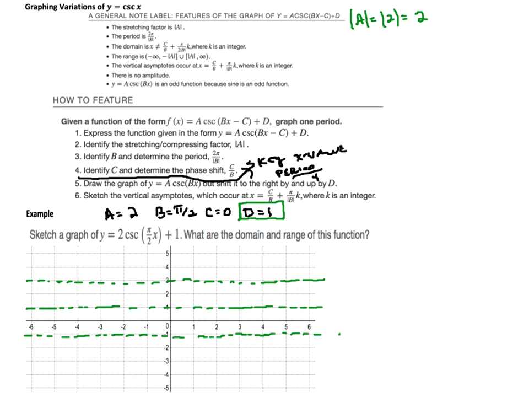Let's check our period here. So my period is equal to 2 pi divided by the absolute value of B, which is 2 pi divided by pi over 2. So that's 2 pi over understood 1 times the reciprocal 2 over pi. My pi's divide out, and I get a period of 4. Okay, my phase shift.